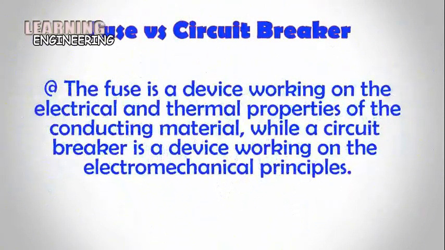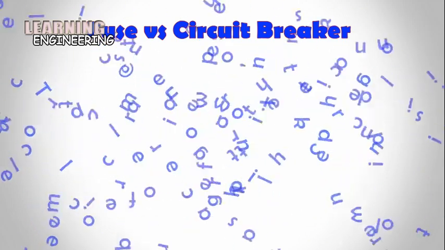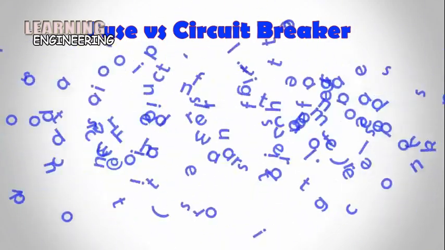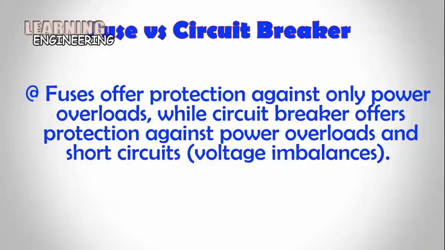Fuse versus circuit breaker. The fuse is a device working on the electrical and thermal properties of the conducting material, while a circuit breaker is a device working on electromechanical principles. Once used, a fuse has to be replaced, but the circuit breaker can be reused after correction of the fault in the system. Fuses offer protection against only power overloads, while circuit breakers offer protection against power overloads and short circuits, voltage imbalances.